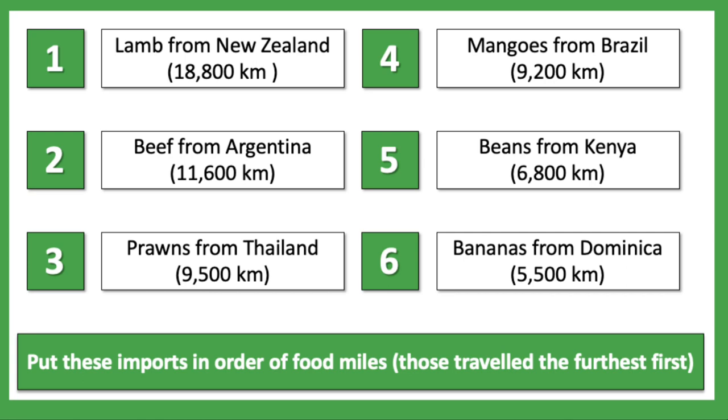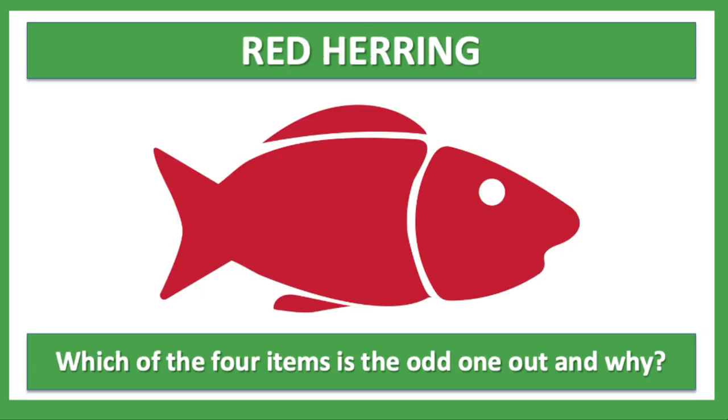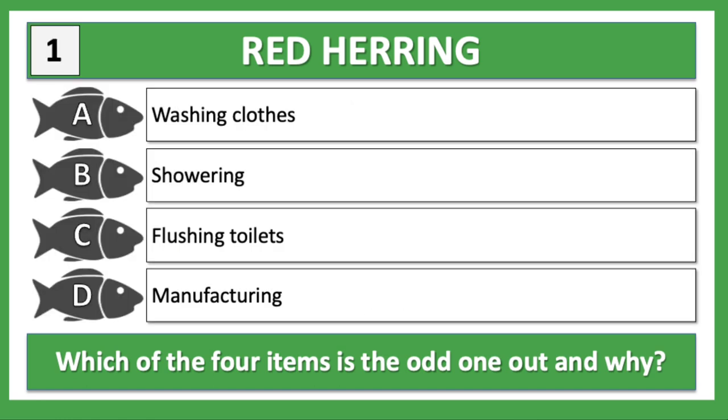Right, we're going to move on to a red herring round this time. So you are going to see four items. You have to decide what's the odd one out and why. And we've got three of these to complete. So our first one is here. So washing clothes, showering, flushing toilets, and manufacturing.